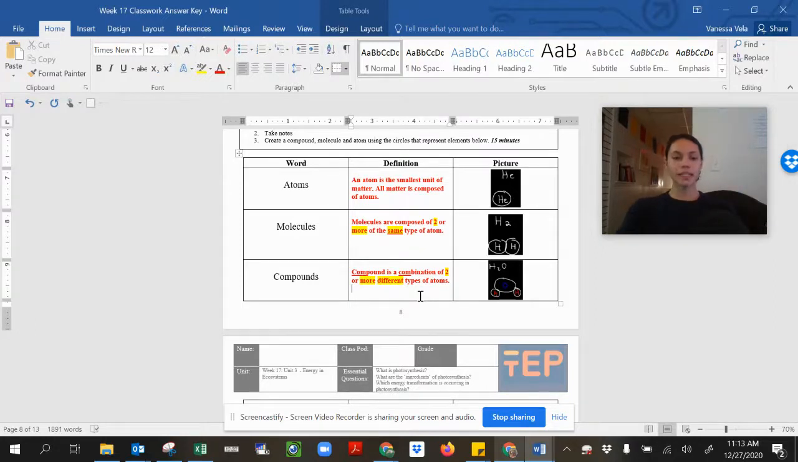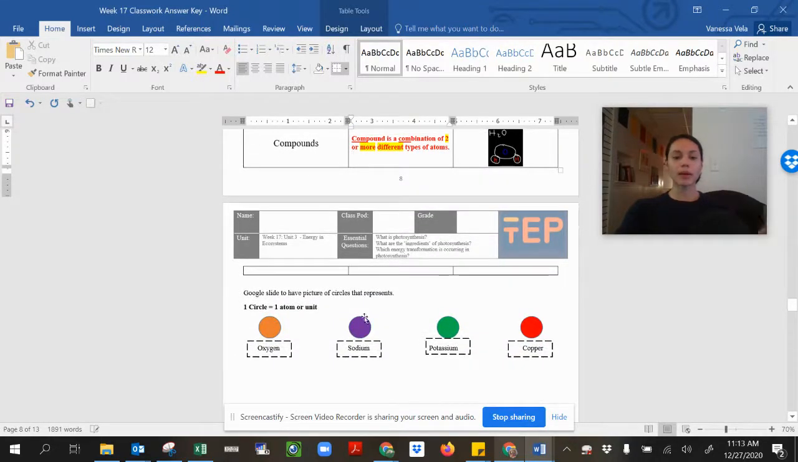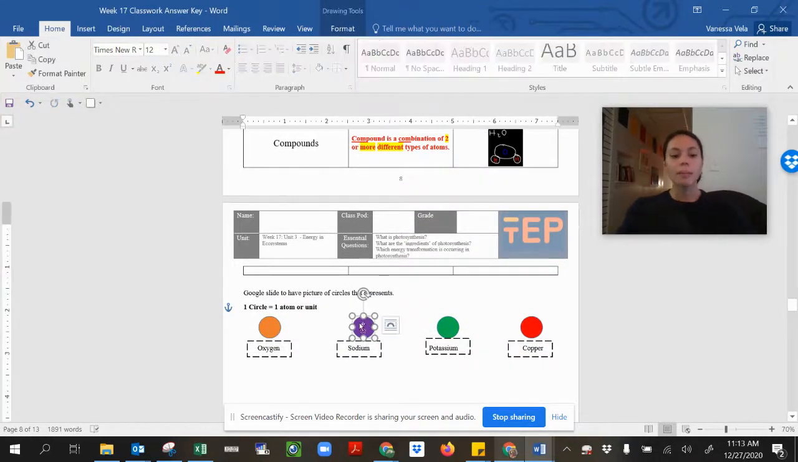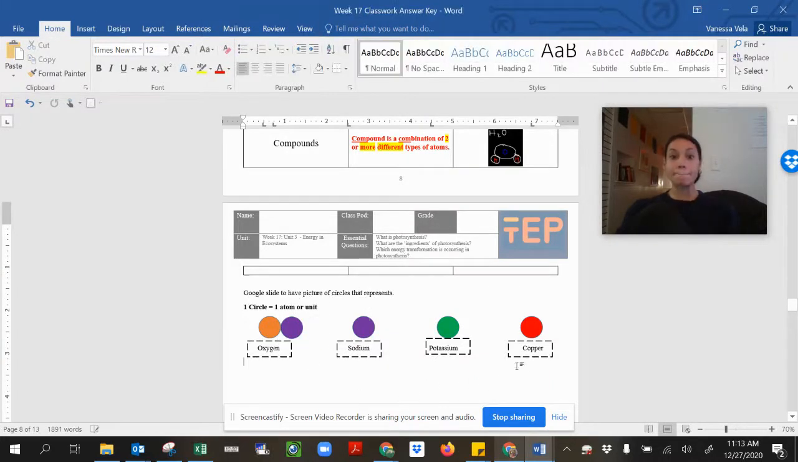And we're bringing it back since you've already paused it and written it down, because you should have. Now, let's talk about this. Two or more different types of atoms. Remember how I was like, oh, is this a molecule? No, because it's actually a compound. This is an orange. This is a purple, meaning that orange is oxygen, purple is sodium. These are different, so that is a compound.